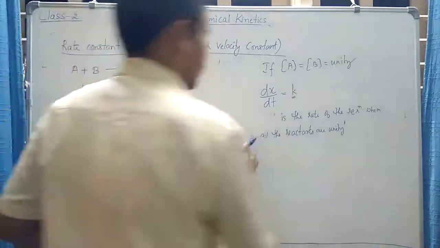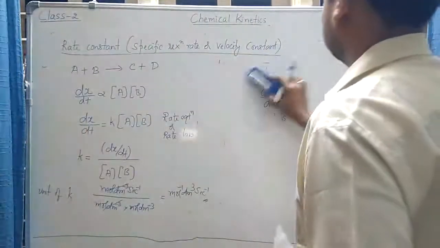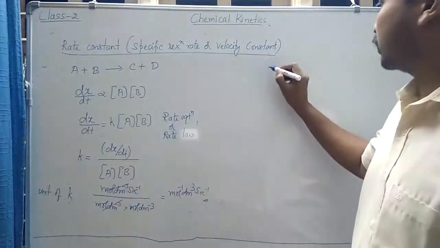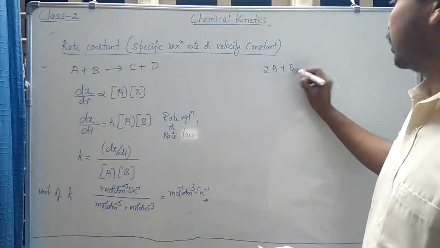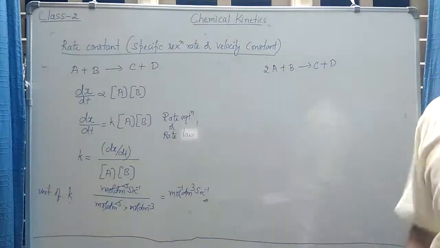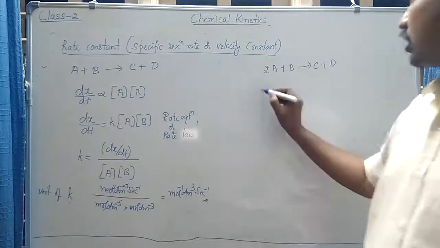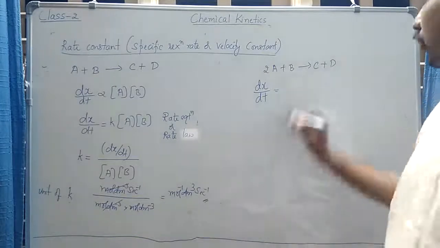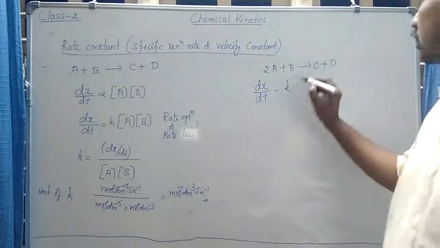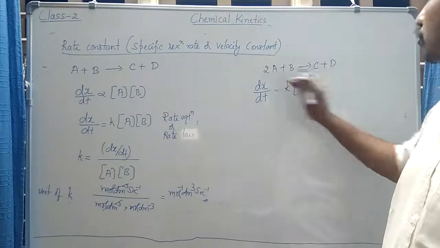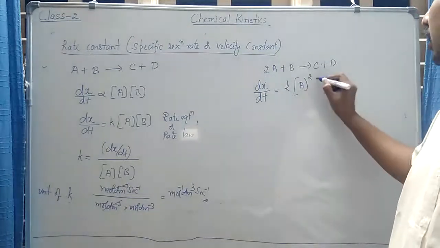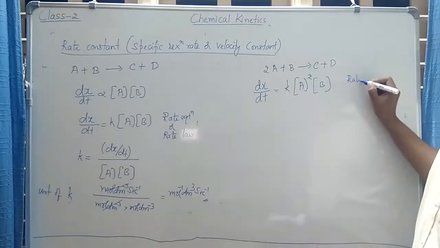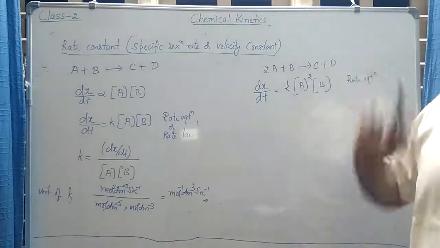Now let us take another reaction. For example, 2A plus B giving C plus D. How will you write the rate equation? What do you mean by rate equation or rate law? It is nothing but rate is equal to rate constant into the concentration of the reactants raised to the suitable power. Here, A square into B to the power 1. So this is the rate equation or rate law for this particular reaction.